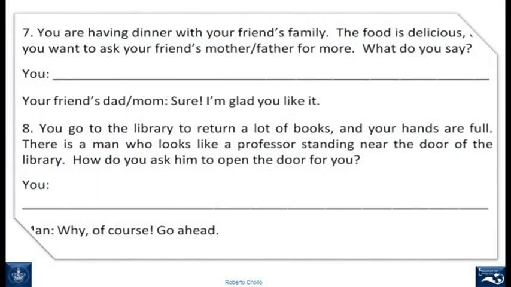Example of a discourse completion test. In this case, there are situations and the test taker has to complete with a speech act. I'm going to read you one example. You're having dinner with your friend's family, the food is delicious, and you want to ask for more. What do you say to your friend's mother or father?